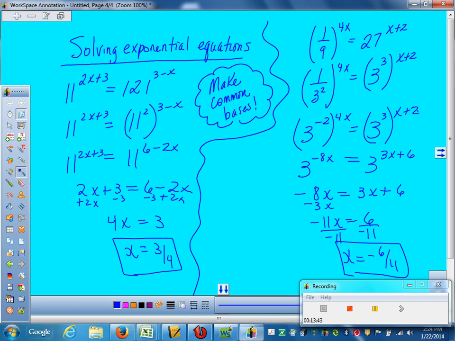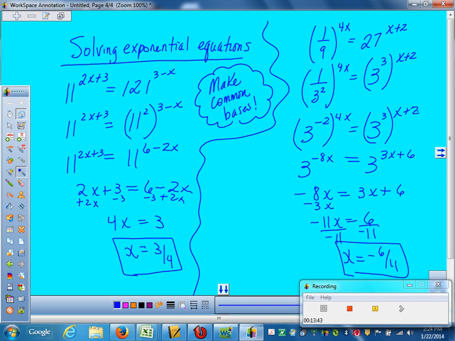Now, this process of changing and making common bases is going to be the bottom step of some of Friday's logarithm problems. You'll do something with the logarithms, you'll get to this point, then you have to make common bases. Oh goodies, yeah! Okay. We're comfortable with this or not?